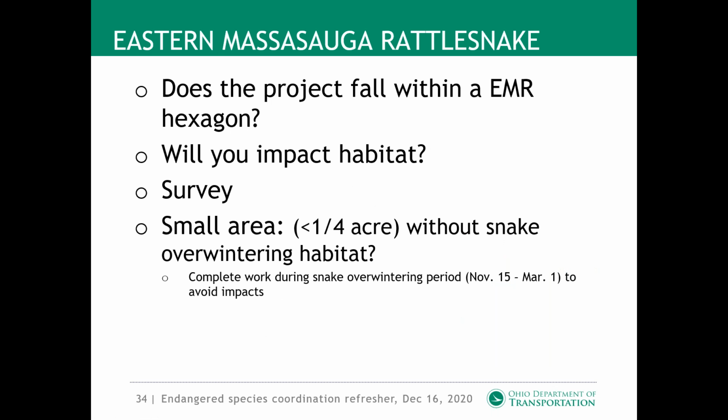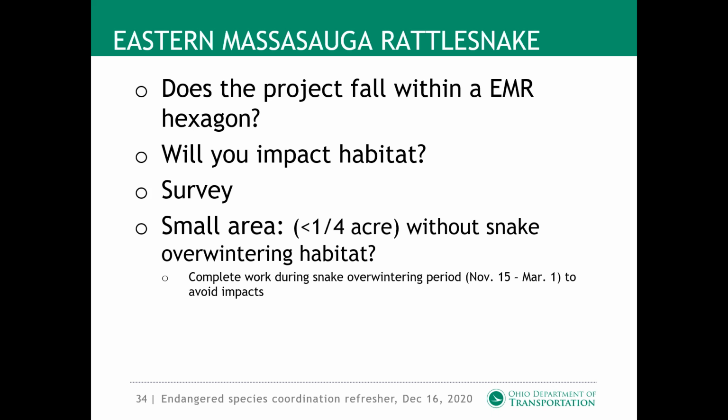We'll also have to know if we're within an eastern Massasauga rattlesnake hexagon. Habitat for these snakes are shallow water wetlands, including fens, bogs, marshes, wet prairies, and grasslands, and then the margins of ponds and lakes and ditches, or any other wetland that can sustain burrowing crayfish. And in the winter, the Massasaugas use the crayfish burrows to overwinter.